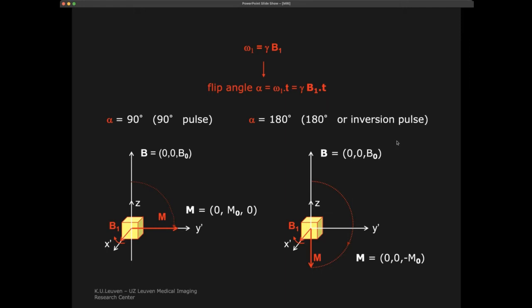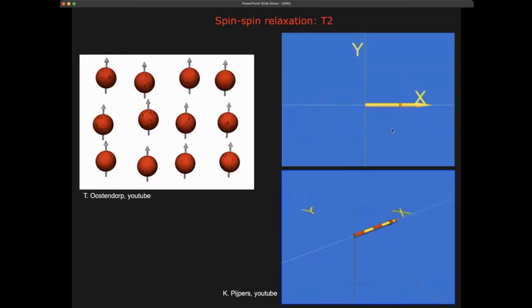You will see these are two pulses that come in later on. We will talk about pulse sequences. So a 90 degree pulse flips the vector 90 degrees, a 180 degree or inversion pulse will flip it over 180 degrees. And these are the two that are being used. It will become clear later on why these are being used.